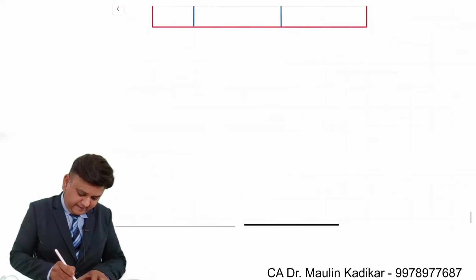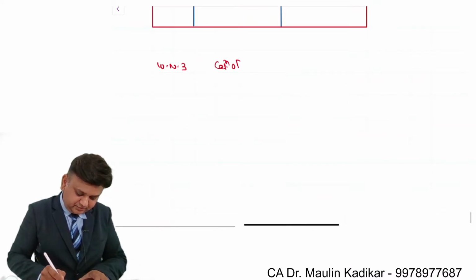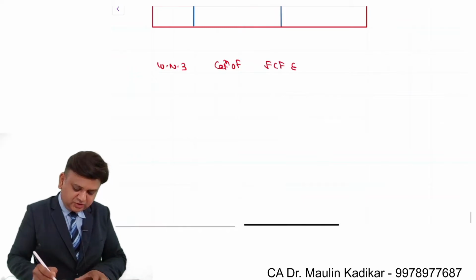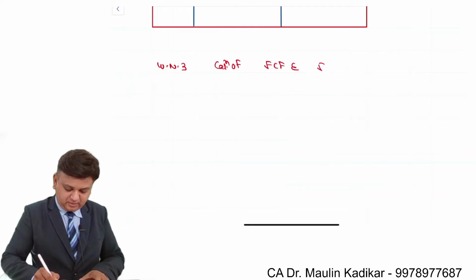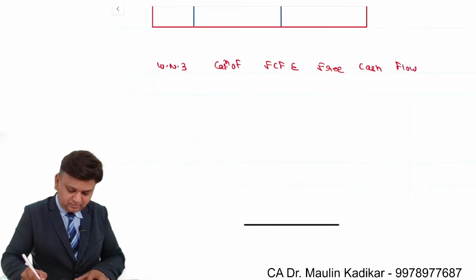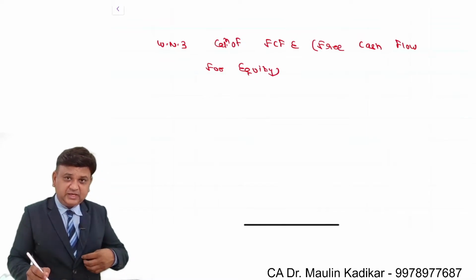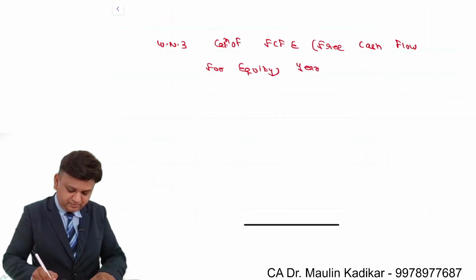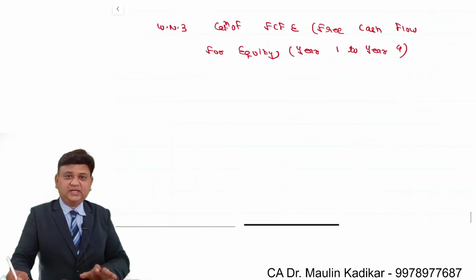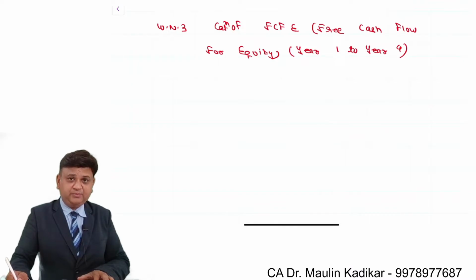Working note number 3, calculation of free cash flow for equity. In bracket I am writing year 1 to year 4. Let us have understanding that say how to make the calculation. This is going to be an important working note.